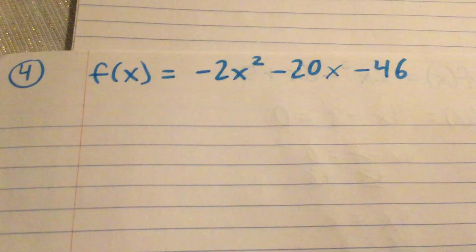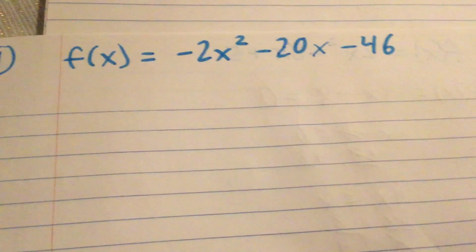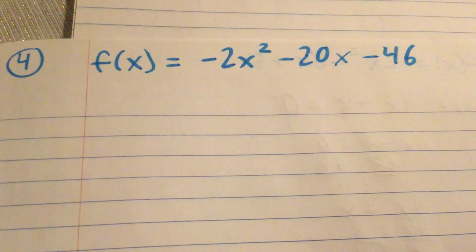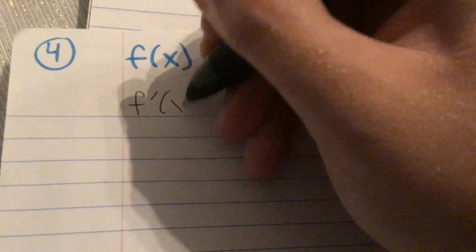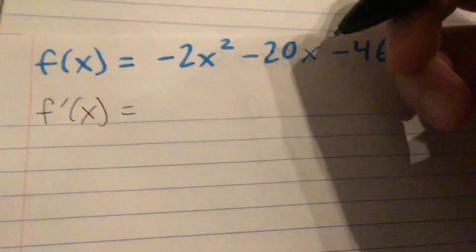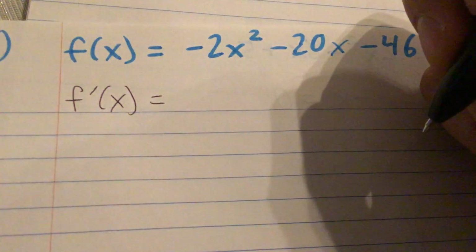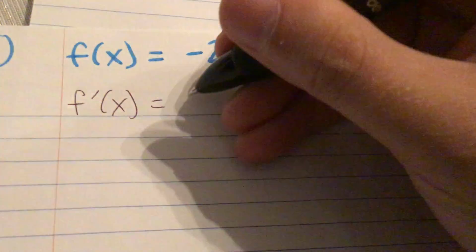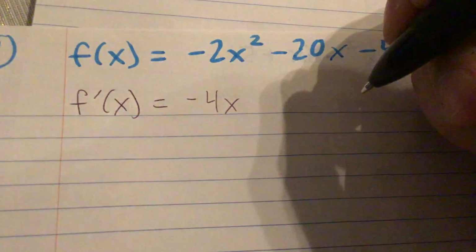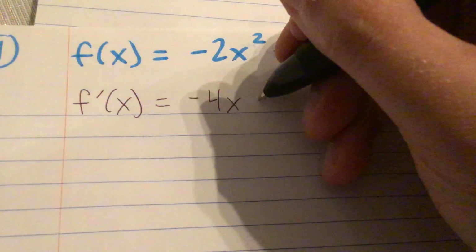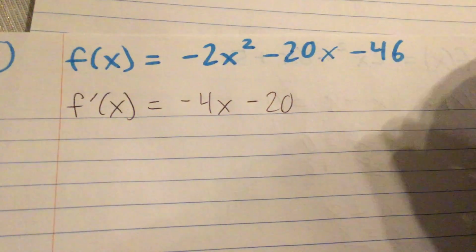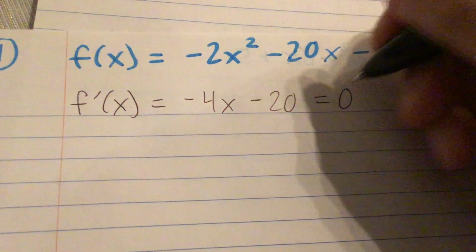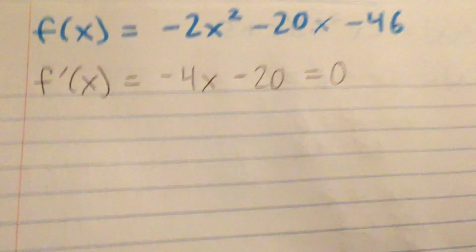F of x is equal to negative 2x squared minus 20x minus 46. So the same old, same old. I'm going to find f prime of x. I'm going to solve for the x values that make the horizontal tangent line. The derivative of negative 2x squared would be negative 4x. The derivative of negative 20x would be negative 20. And the derivative of negative 46 would be equal to 0.